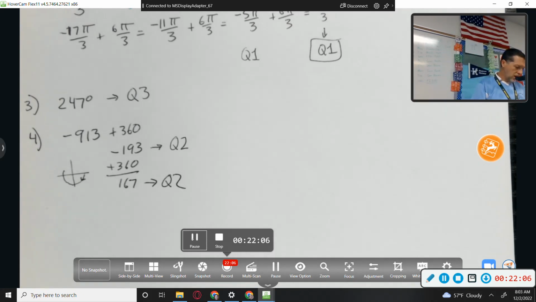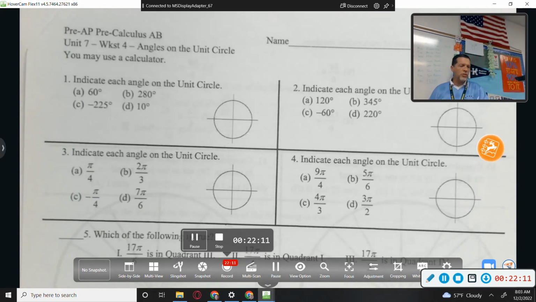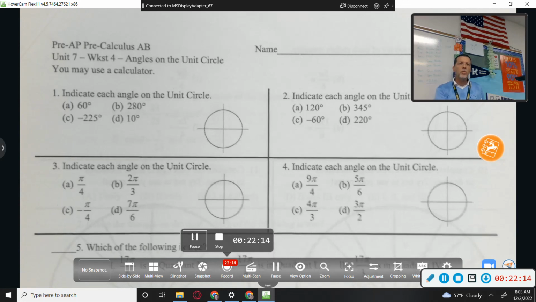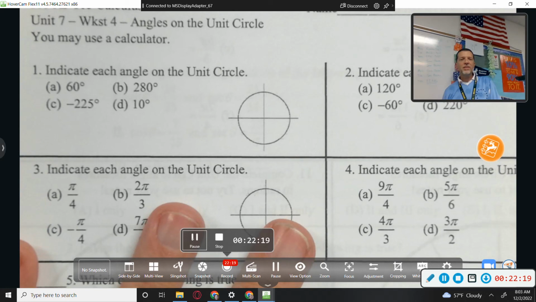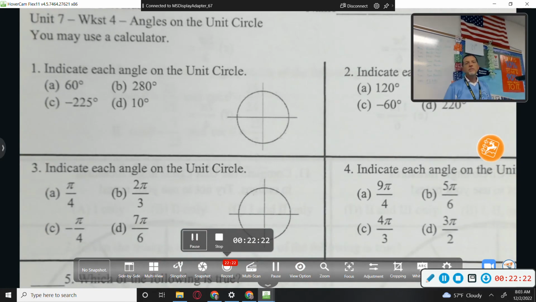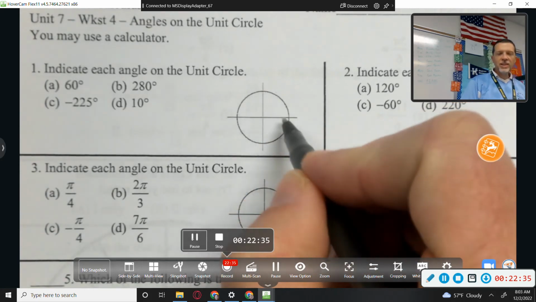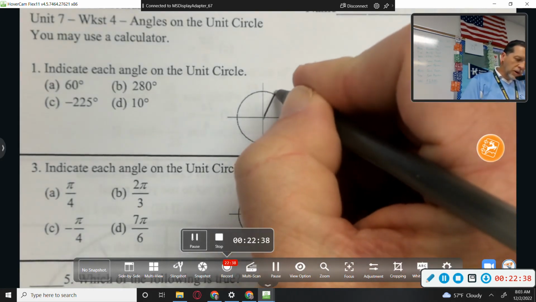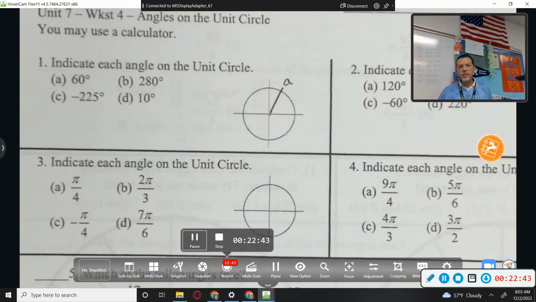All right, grab your worksheet packet, and let's do number 1, just because I'm not sure the directions are clear on what they want you to do. Worksheet 4, indicate each angle on the unit circle. So 60 degrees. It wants you to find 60 degrees. That'd be between 0 and 90, a little bit closer to 90, so probably about right there. You could label it 60, or you could just label it A for 60 degrees.